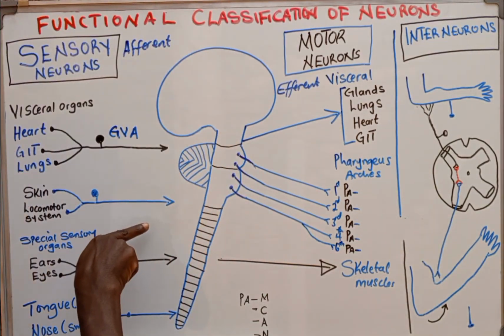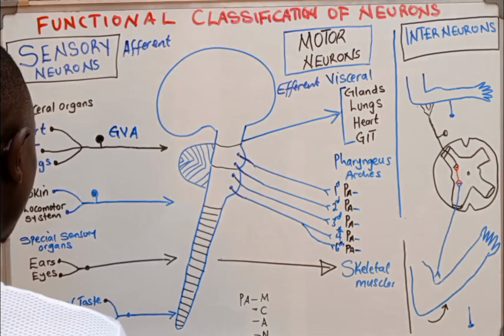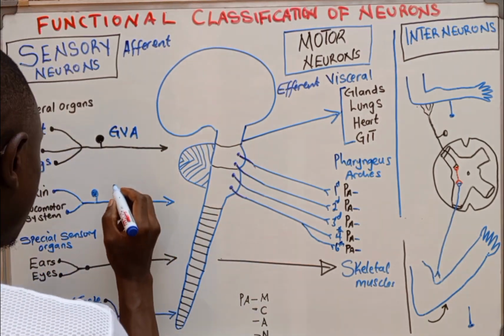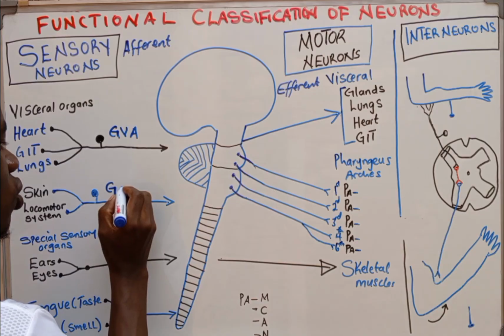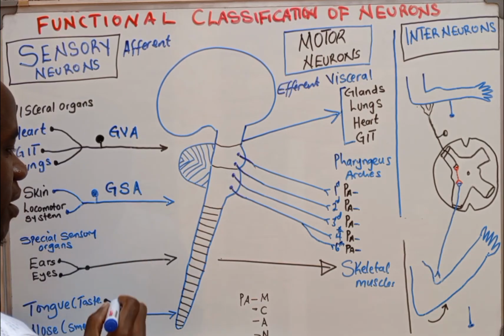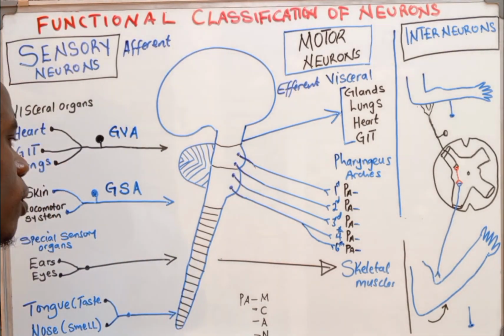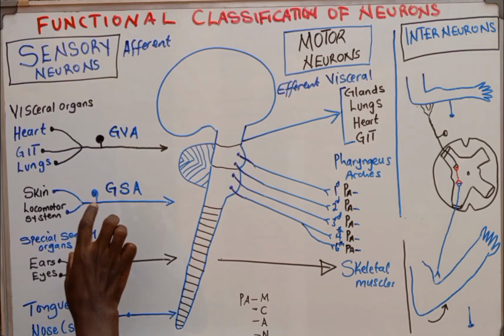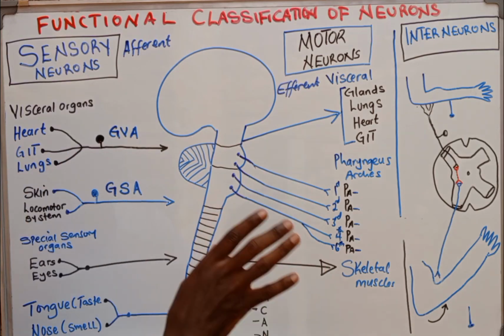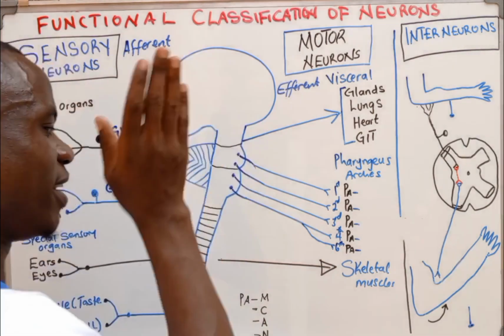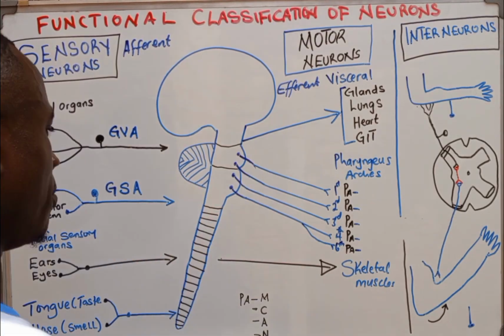So the fact that they are going to be now going into the central nervous system, they are going to be what we call general somatic afferent. They're going to be general somatic afferent, carrying the sensation from the skin, skeletal muscles, joints, ligament, and feeding into the central nervous system. It's such a beautiful thing.